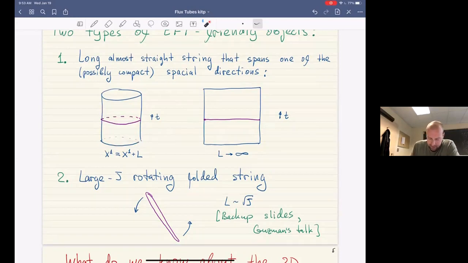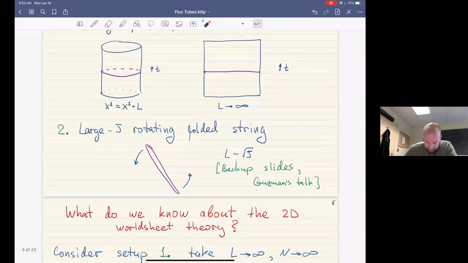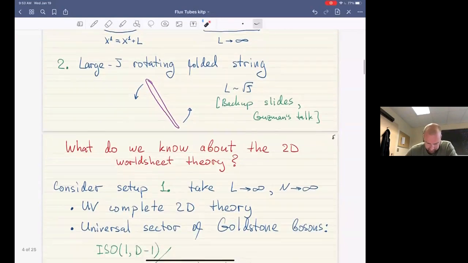And then when this direction is decompactified, the string naturally maps into a string that goes along the entire space in one direction. And then another object is a large spin rotating folded string that Simeon mentioned in his discussions. First I wanted to talk about it a bit, but then I realized I won't have time in 25 minutes. I have some backup slides on it, and I can also refer to Guzmán's discussion here on the program. So if in the 10 minutes of discussion we have time, we can discuss this thing as well.